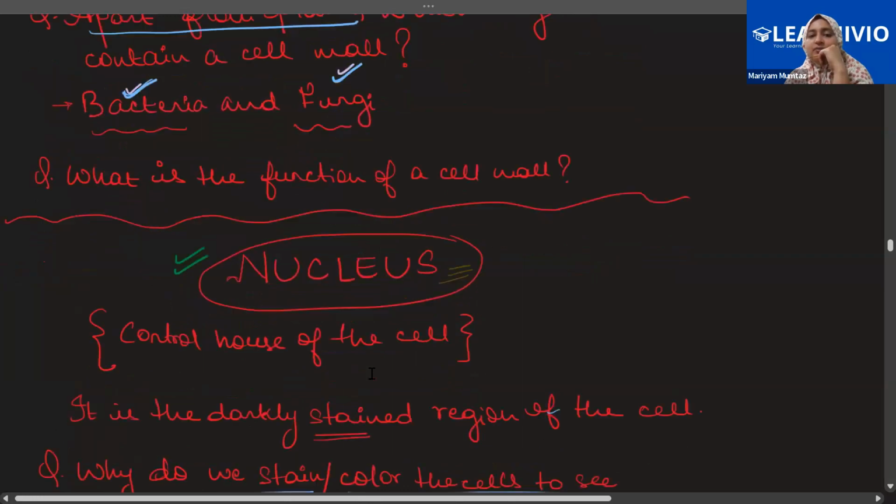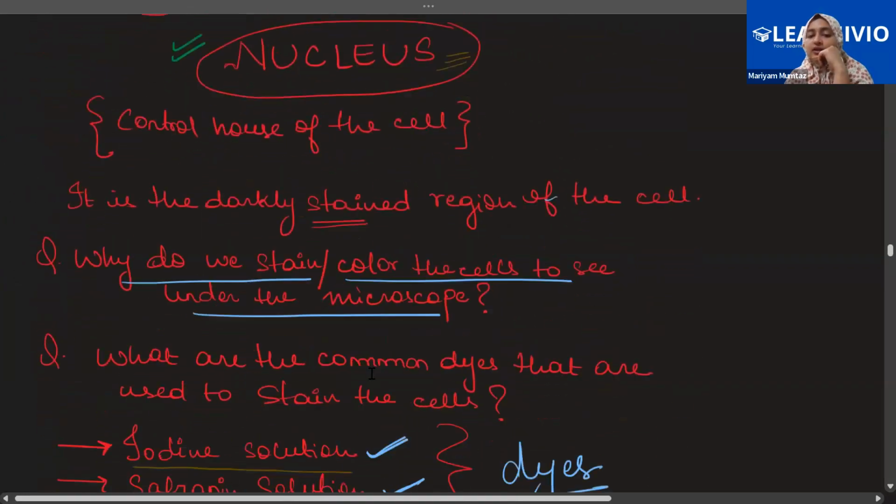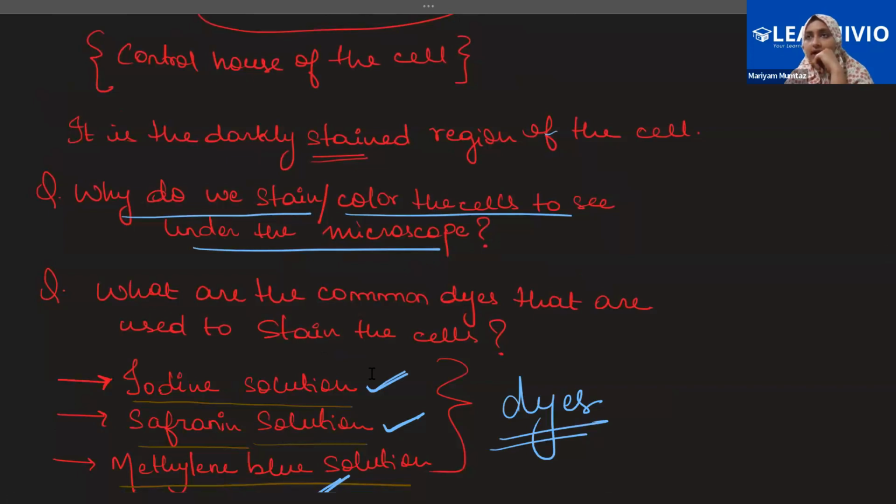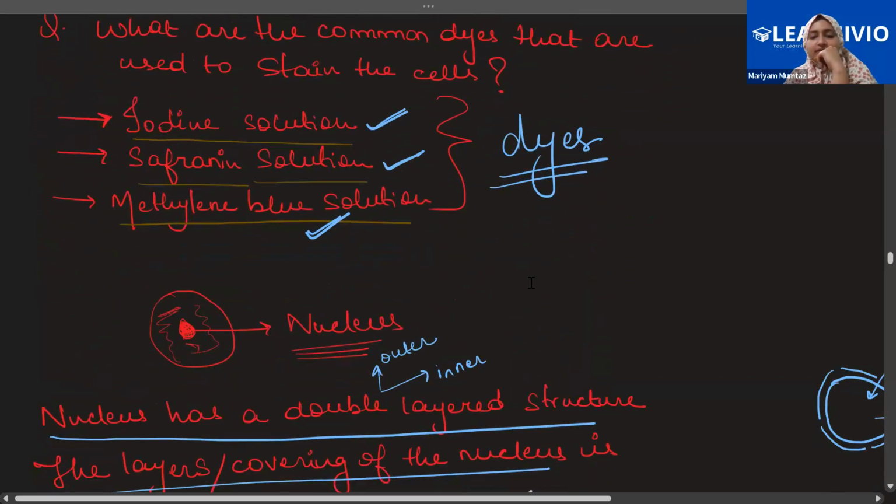Now, apart from the plants, what other organisms have a cell wall? Ma'am, fungi. Fine. One more. Algae. Yes, algae also does. And the most primitive organism, bacteria. Okay. Very good.